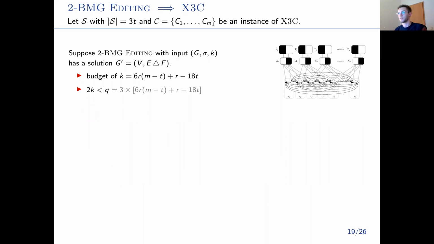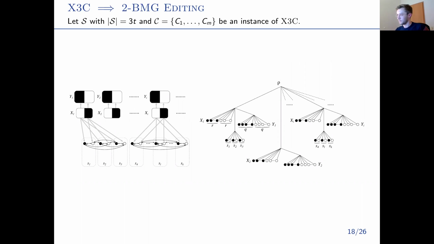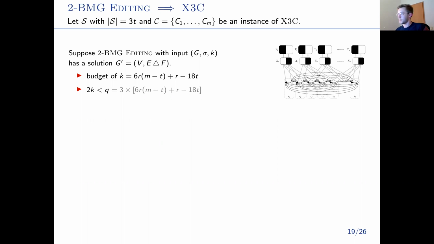Okay, so the other direction is a bit trickier. And here we assume that we have a solution of 2 BMG editing. What I'm going to try to convince you of is that we have to make arc modifications here in a very specific manner that again gives us something very similar to what we've seen here. So we have this graph as input and a k that again looks like this. And what will be very helpful is that we've chosen Q such that it is higher than 2k. So Q was the number of black vertices and white vertices in every one of the Y parts of the gadgets.